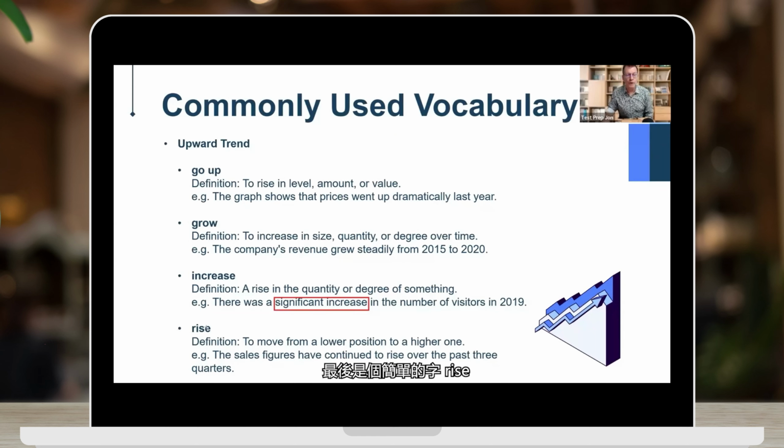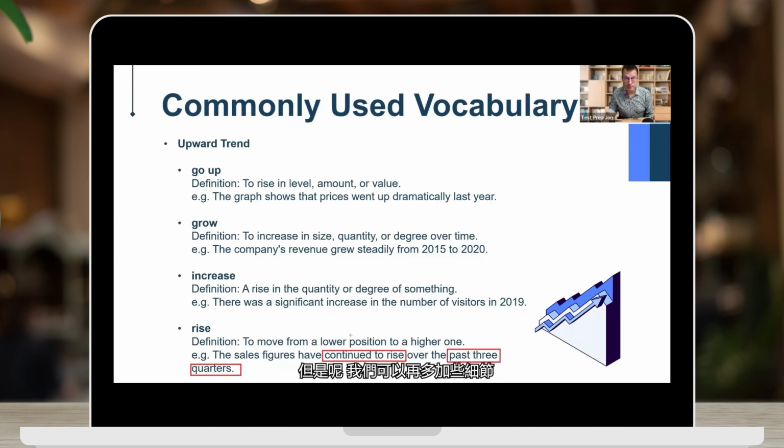Finally, we have the simple word rise, which means generally to move from a lower position to a higher one. So you can use this to talk about figures increasing or sales going up. For example, the sales figures have continued to rise over the past 3 quarters. Continued is useful because it means that this is still happening. And then, of course, notice we are using some time information.